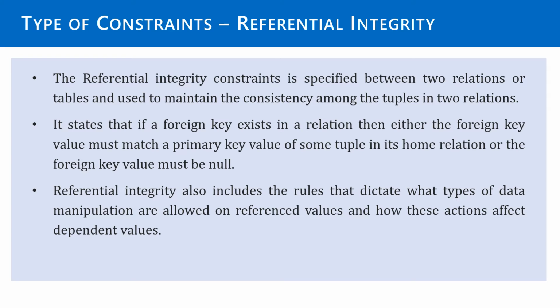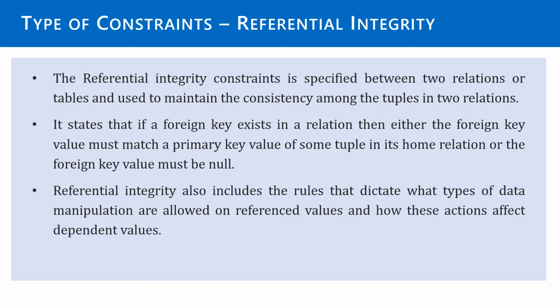That is the first constraint. Or the foreign key value must be null. That is the second constraint. So it can be either a null value or it should match the primary key of the referenced relation. These are the two constraints that should be satisfied by the foreign key. Such constraints are called referential integrity constraints.